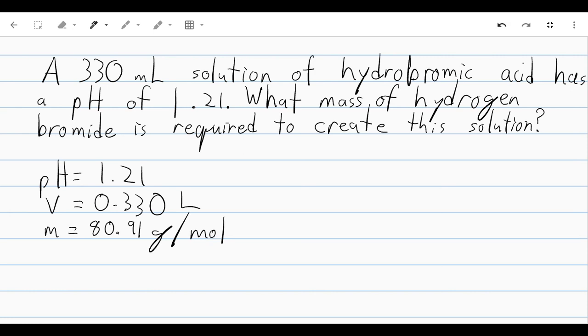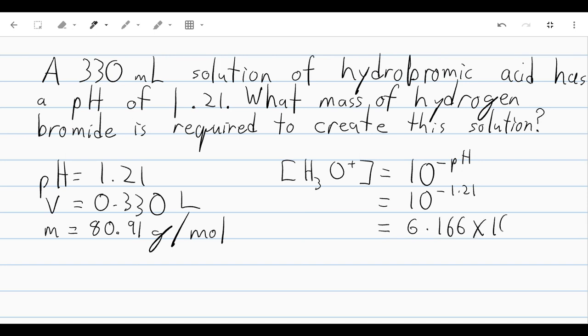So first thing we're going to do is we are going to need to convert this pH into a concentration. So the concentration of hydronium ions in any given acidic solution is equal to 10 to the negative pH. So if I want to know what the hydronium ion concentration is, that is going to be 10 to the power of negative 1.21. That is going to give us a concentration of 6.166 times 10 to the negative 2 moles per liter.